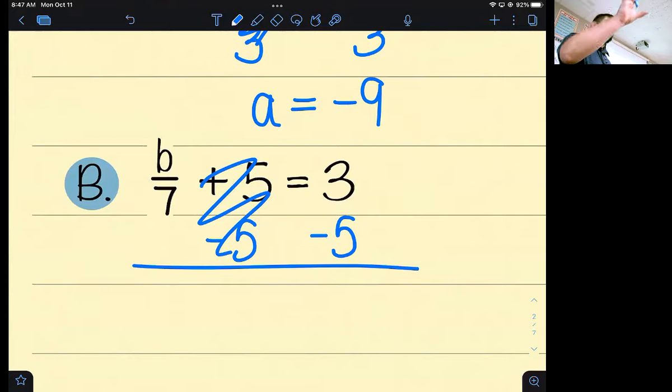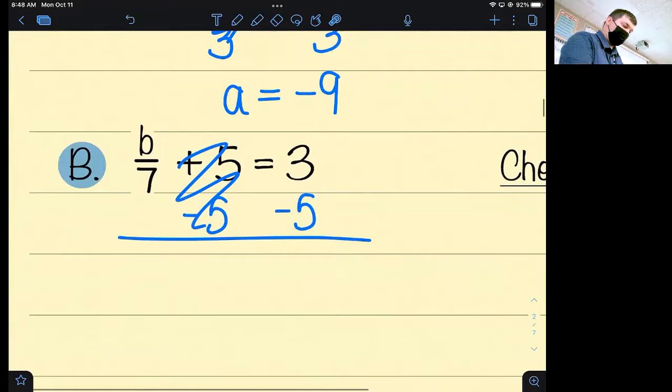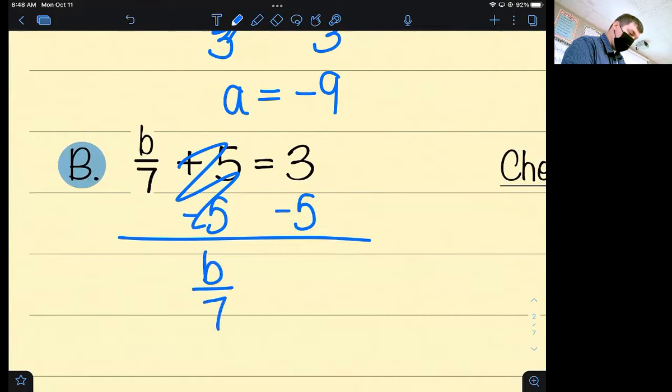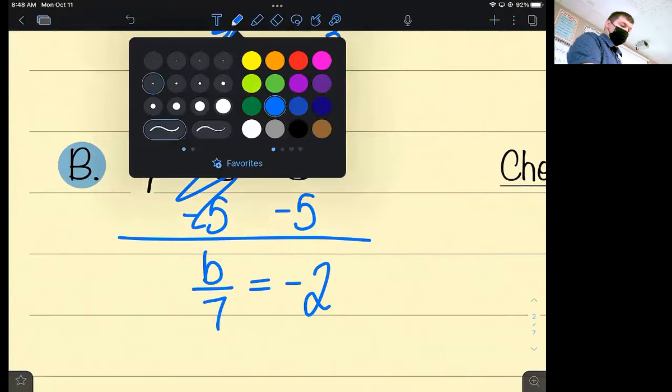Separate your variable term, which B over 7 is my variable term. This whole thing is my variable term. Get that term by itself by getting rid of that 5. On the other side, Ashlyn, what's 3 and -5 combined to give you? That's right. We're going to go to war. The negative army wins by 2. So that's what we have. Step 1 was subtract 5 or add a -5, however you want to think about it.